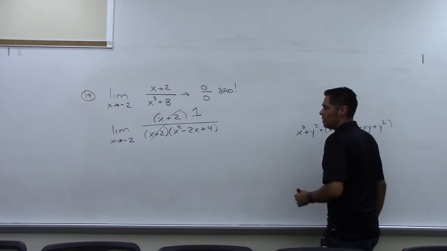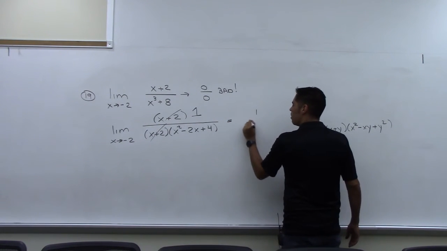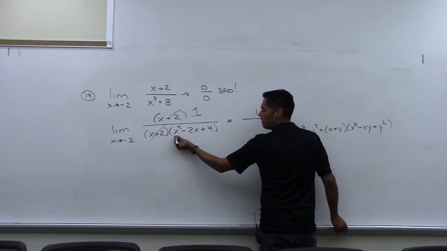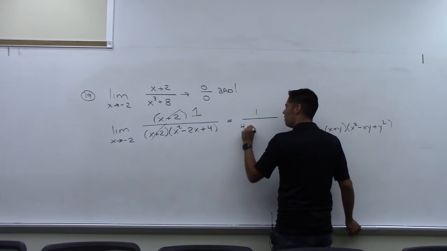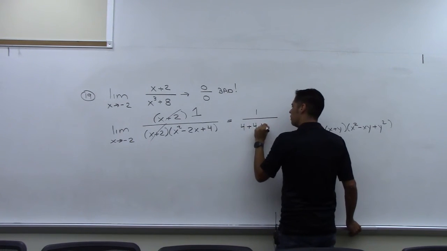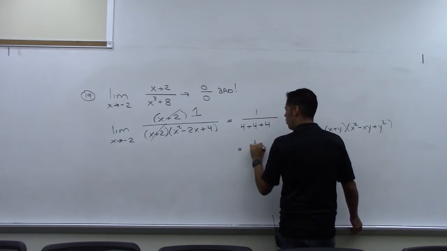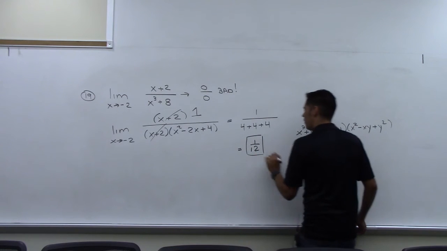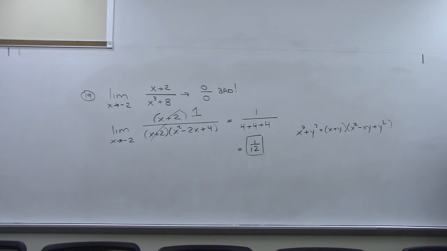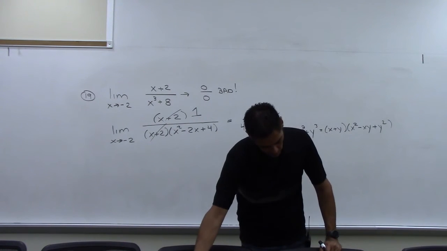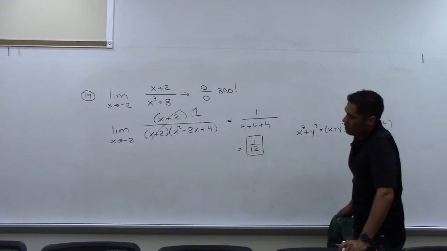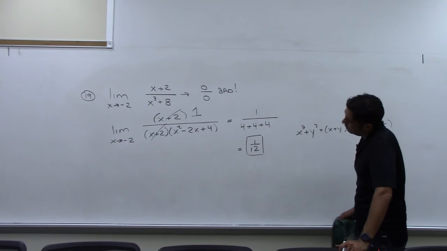And now let x become -2. So you have a 1 on top. -2 squared is 4. -2 times -2 is 4 again. And then plus 4. So you get 1/12. So I had to factor there using a sum of cubes formula. Let's look at 20.